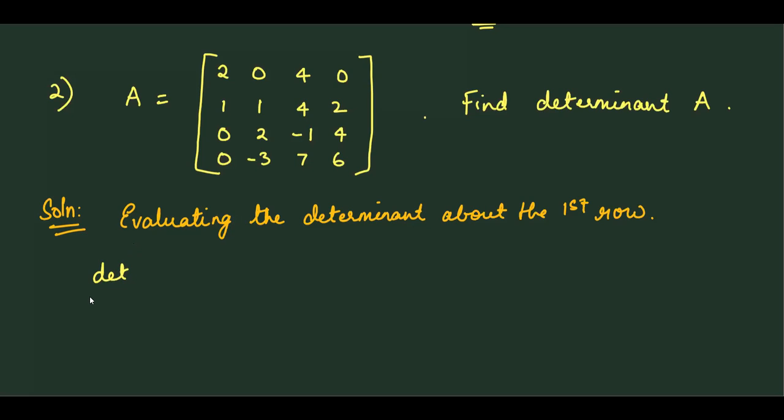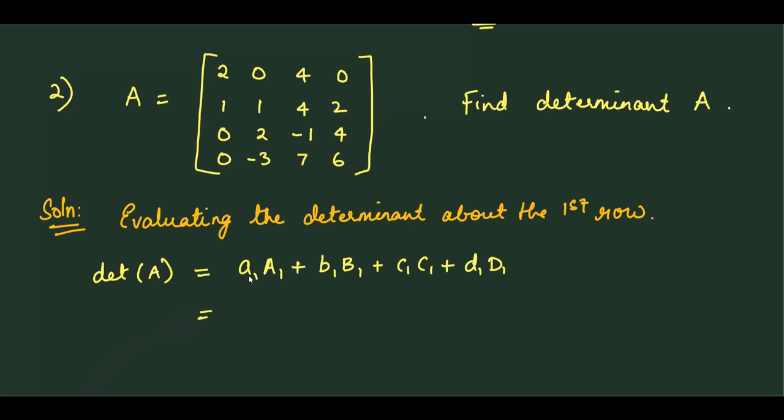The board will accept it, as long as you mention clearly what you are doing and you get the correct answer. And the determinant will have the same value. Any row, any column you take, the determinant will be the same. Okay. So this is what it is.